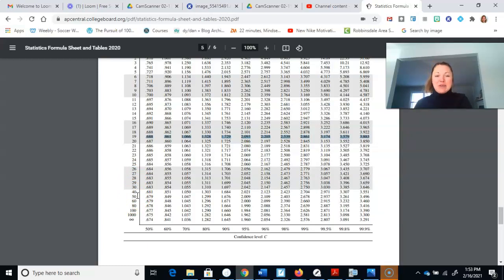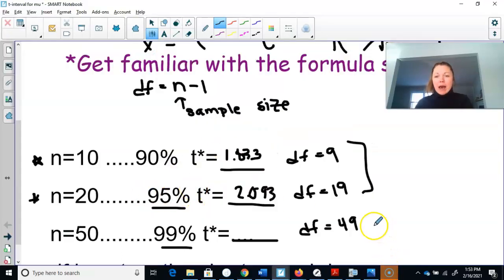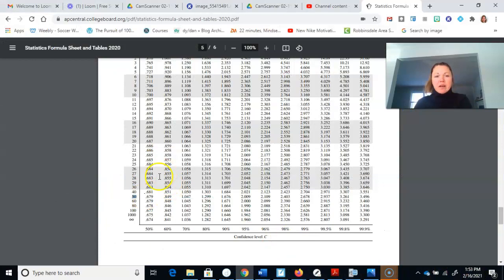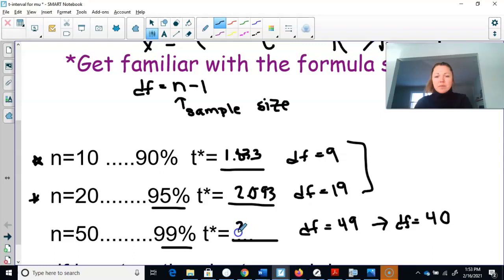What am I going to do then? Even though 49 is closer to 50, we always round down, okay? We always round down. So we're going to use the degrees of freedom of 40. So 40 is right here. One of my T stars will be in this row. I want 99%, so 2.704 is my T star.